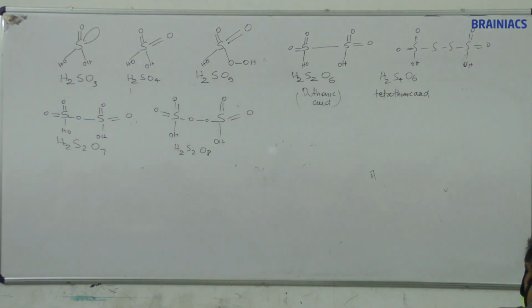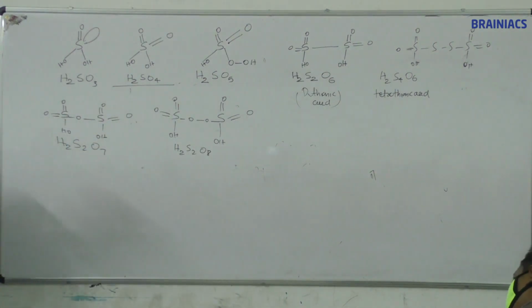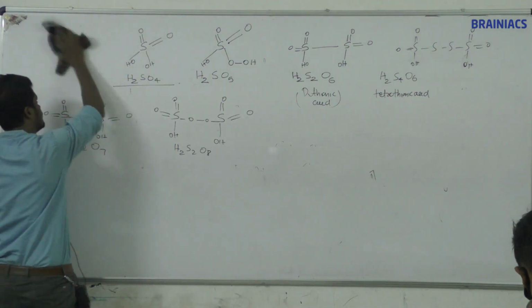Again, sulfurous acid, sulfuric acid, peroxomonosulfuric acid, dithionic acid, tetrathionic acid, oleum and peroxodisulfuric acid. Okay, so first, one important one is H2SO4. H2SO4, sulfuric acid.